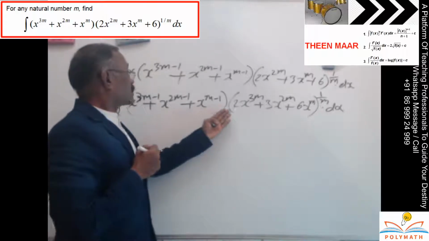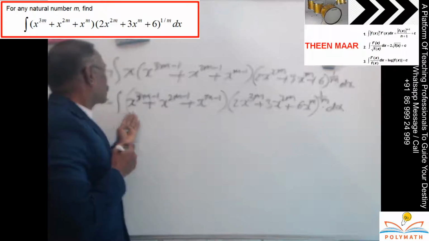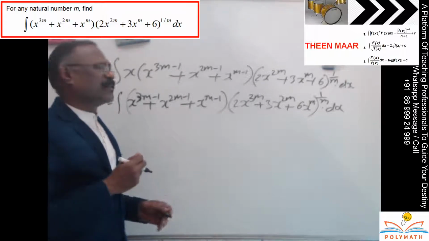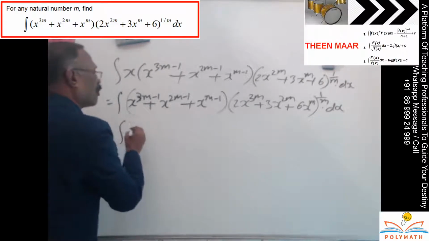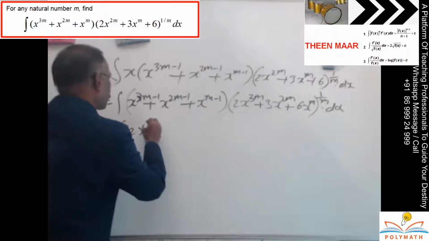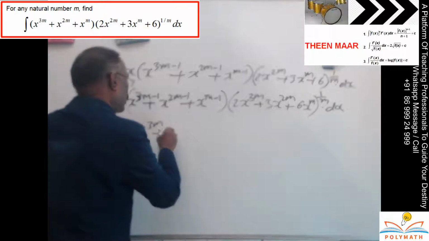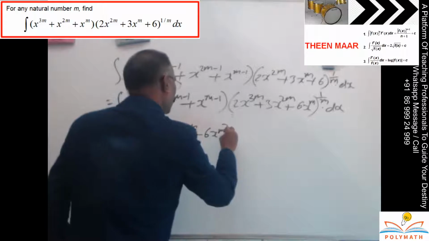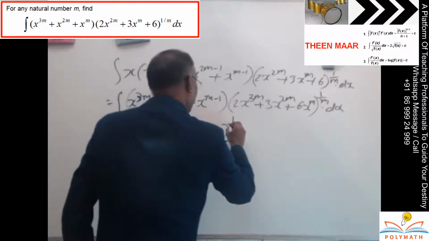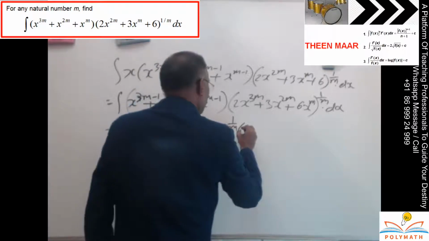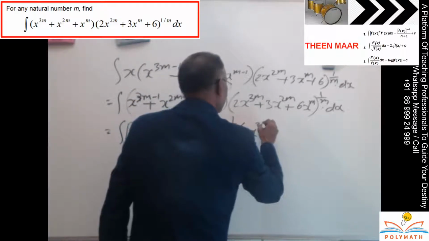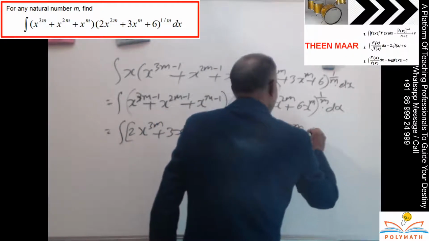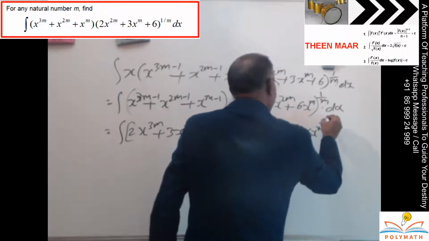So, if you see, 6m is common here. By taking 6m common, you will get the same term. So what am I doing? I'm writing the integral like this: (2x^(3m) + 3x^(2m) + 6x^m) to the power 1/m into (2x^(3m) + 3x^(2m) + 6x^m)'.